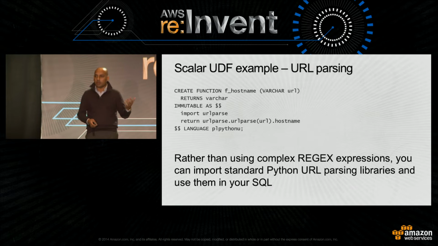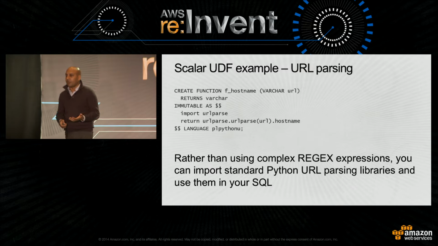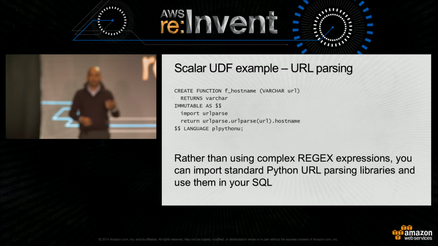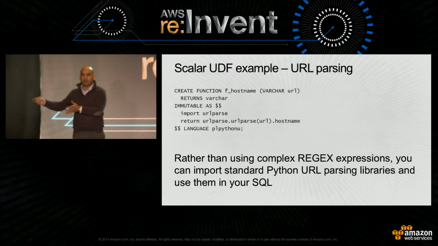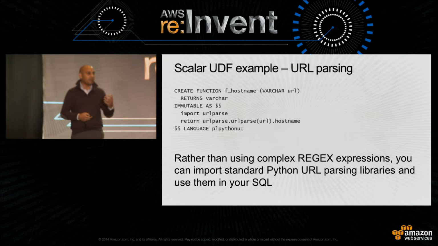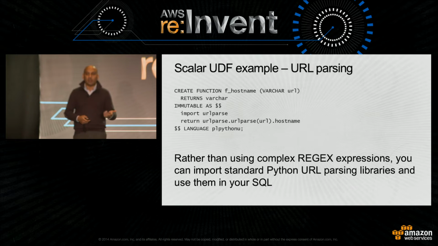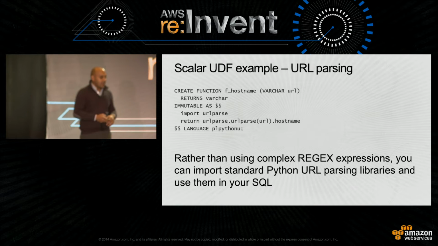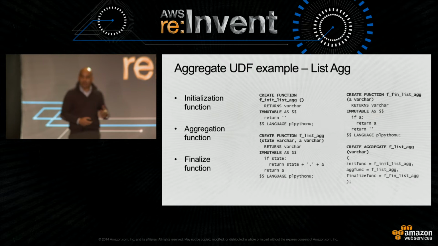In that function, you can import Python's URL parsing library, and you can write a very simple function that will take data, return the host name, and you'll have to write multiple ones to give different aspects of the URL string. But it gives you a very elegant way to expand the capability of the database and bring it into your SQL queries. And we also support aggregate functions.